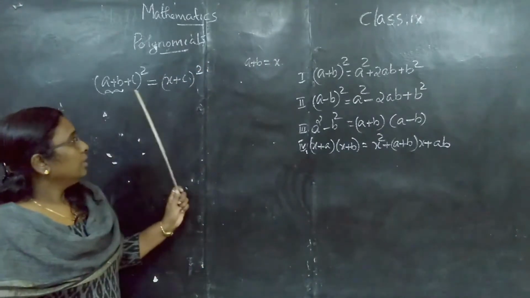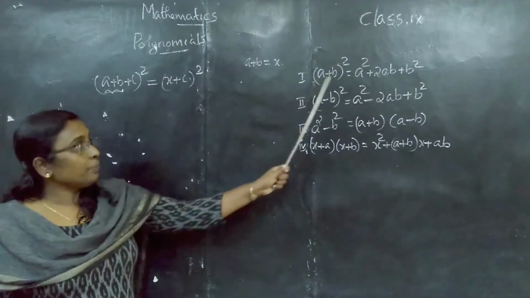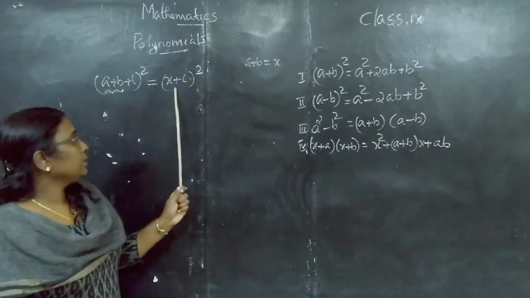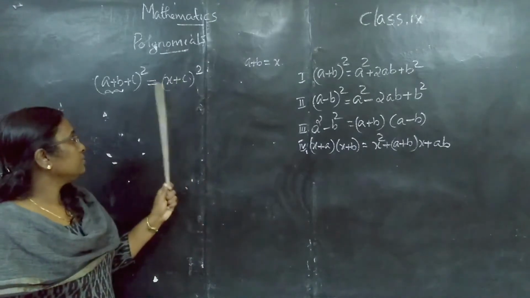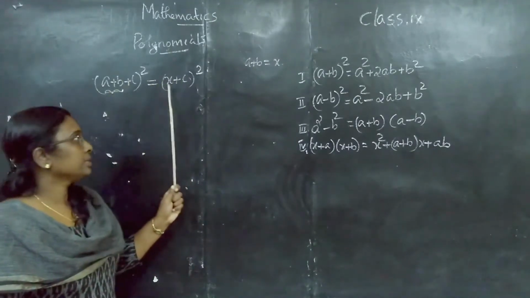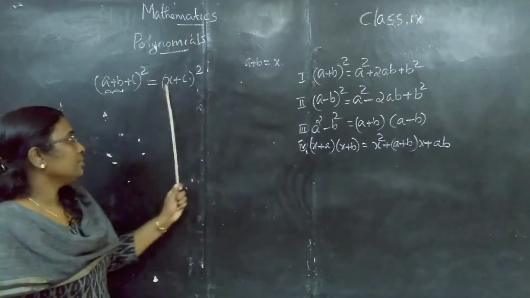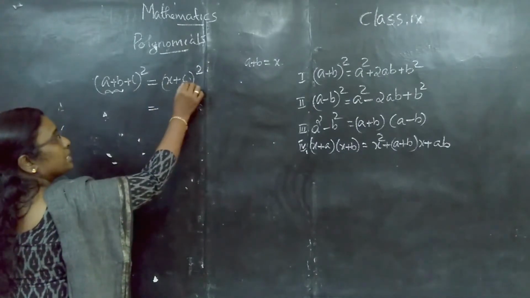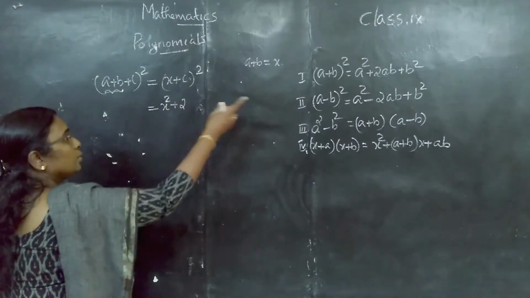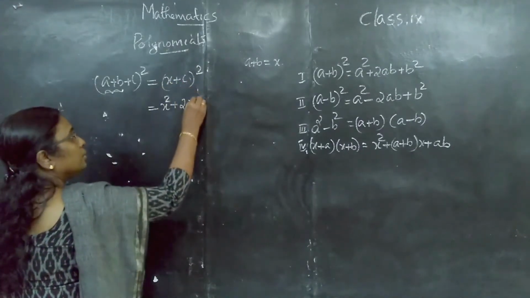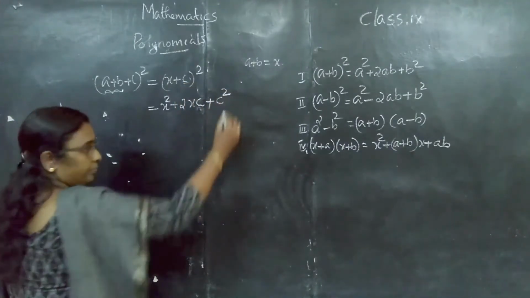Isn't it? We have to find (a plus b plus c) the whole square. We know (a plus b) the whole square. So, to make this a binomial, we substitute a plus b as x. So, this becomes (x plus c) the whole square, x is a plus b. What is (a plus b) the whole square? a square plus 2ab plus b square. Similarly, we can write this as x square plus 2 into x into c plus c square.